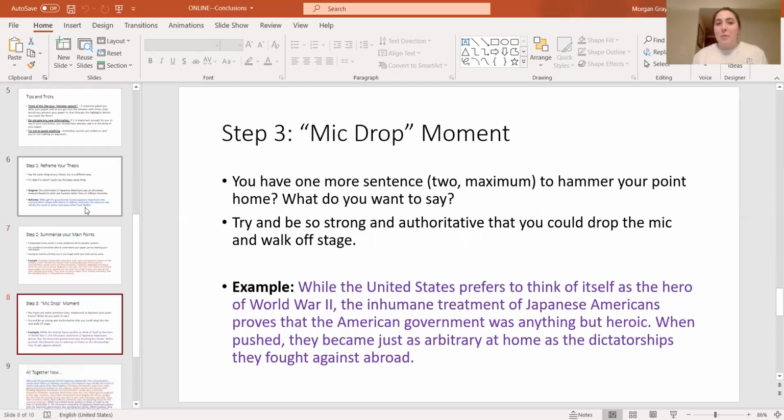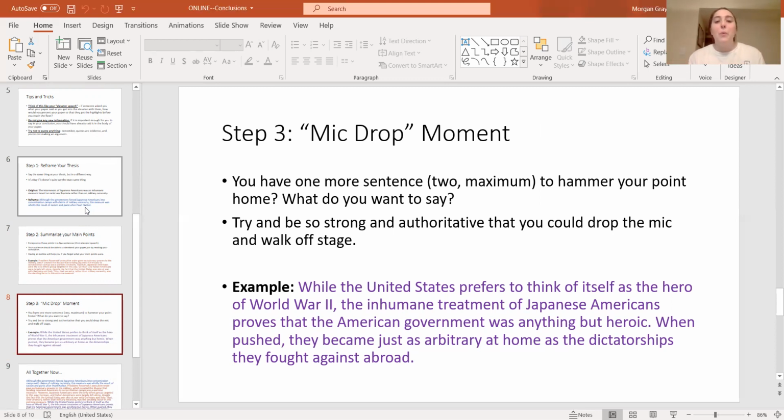Then finally, our mic drop moment. You have one sentence, two maximum, to hammer your point home. The elevator doors are opening and the person trapped in this elevator with you is about to get off at the next floor. What are you going to say to them before they step out of the elevator? Again, the idea is to be so strong and authoritative you could drop the mic and walk off the stage to resounding applause. The idea is to be so forceful that there's nothing left to say.